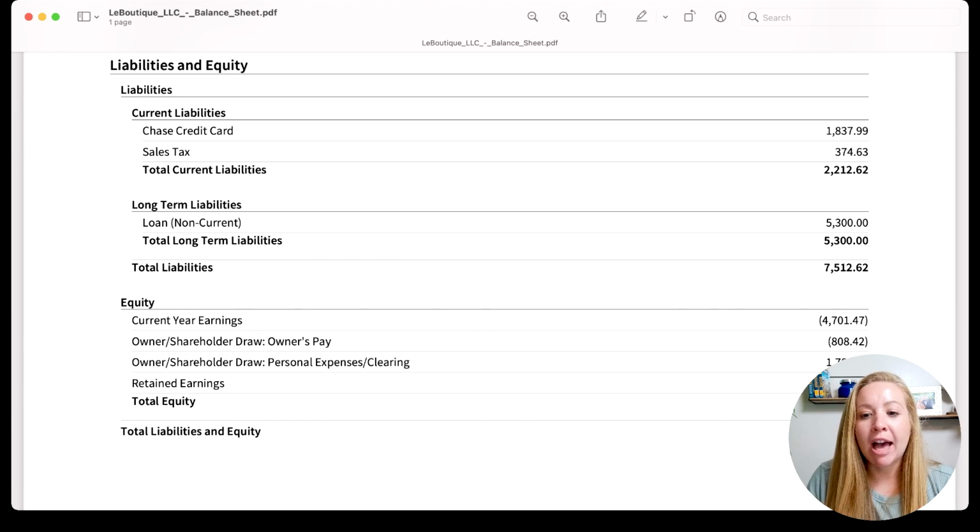And then one other thing about equity is there's always going to be a category called current year earnings or net profit/loss here in equity. And basically this is driven by the remaining balance on your income statement, which we're going to look at in a second. So that all kind of flows into the balance sheet. So both of the financial reports pair really nicely together.